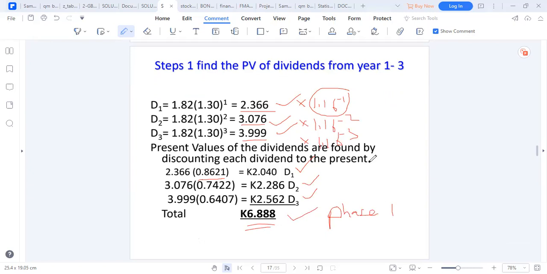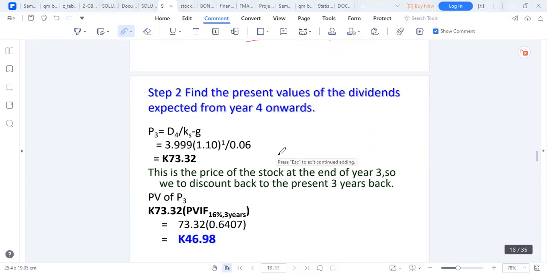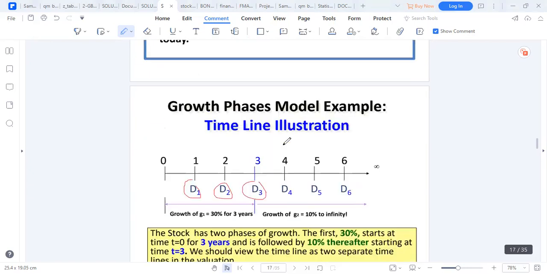Are you following me closely? Yes, we're following. All right. This is very technical, you need to understand. Then we now understand that in phase 1, the value of stock is what?